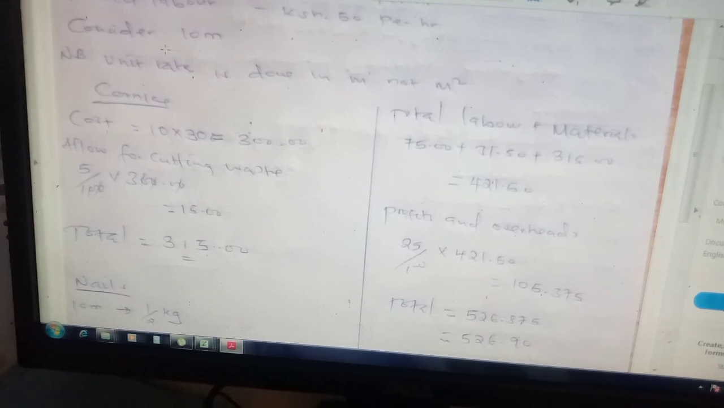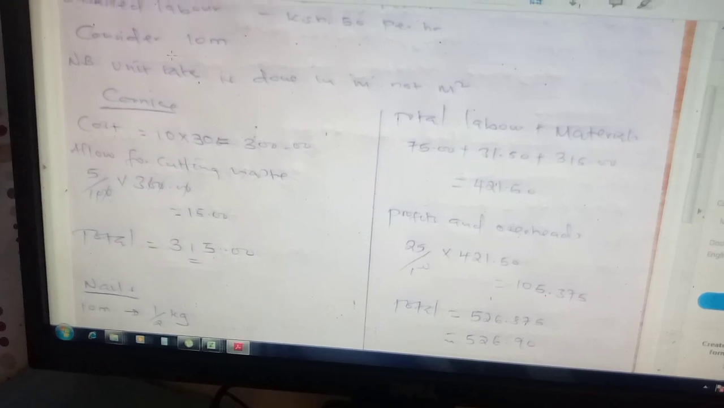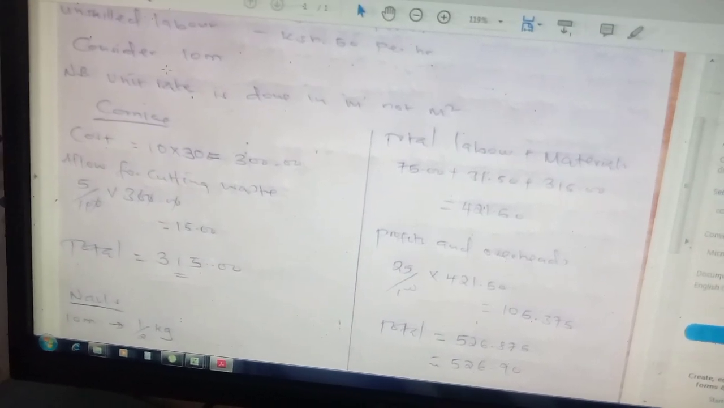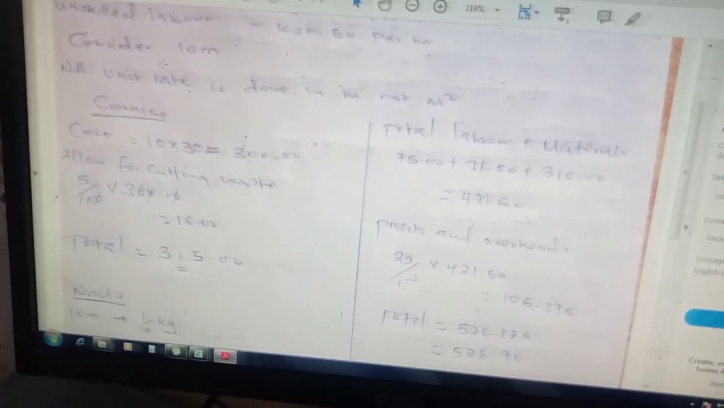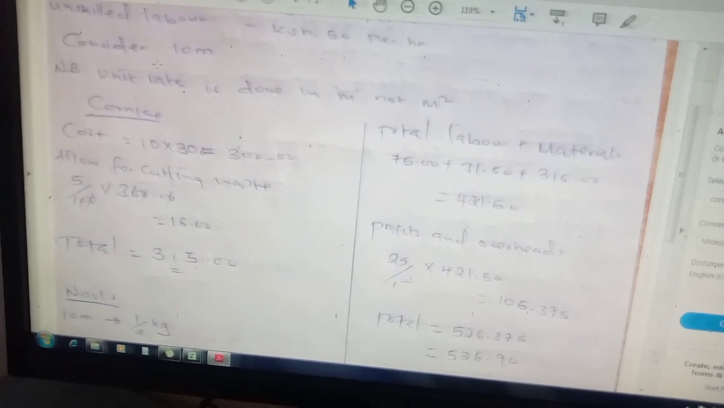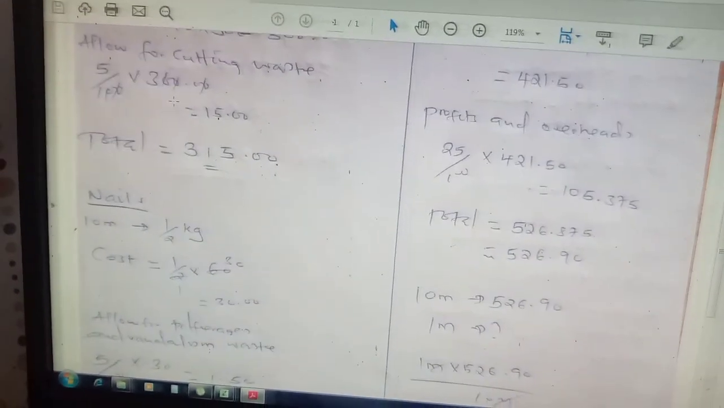Then for cornice, you give some allowances for cutting, because when you want to fix a given cornice in a space that may be shorter, you'll have to cut. So when you are cutting, you have to allow for cutting waste, which is 5%. 5% of 300 shillings is 15 shillings. Then the total for cornice is 300 plus 15 shillings, that is 315 shillings.